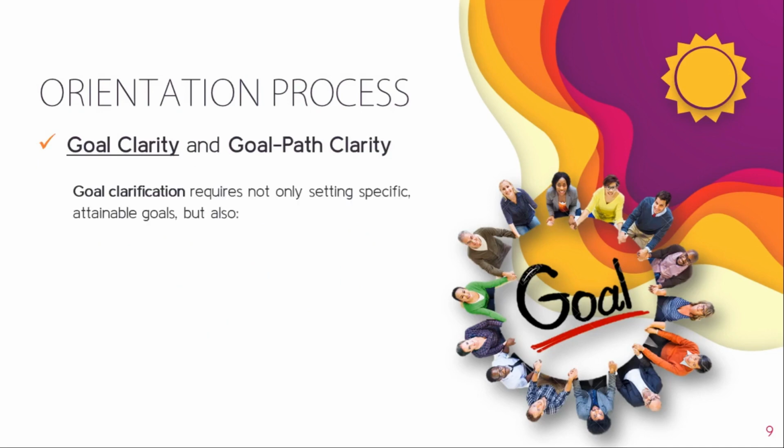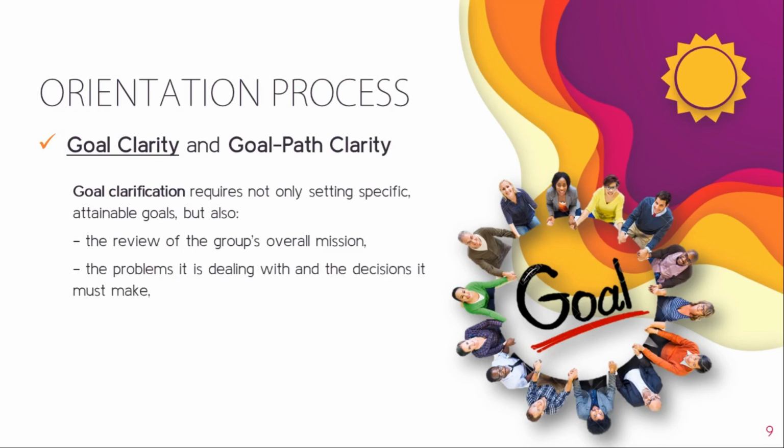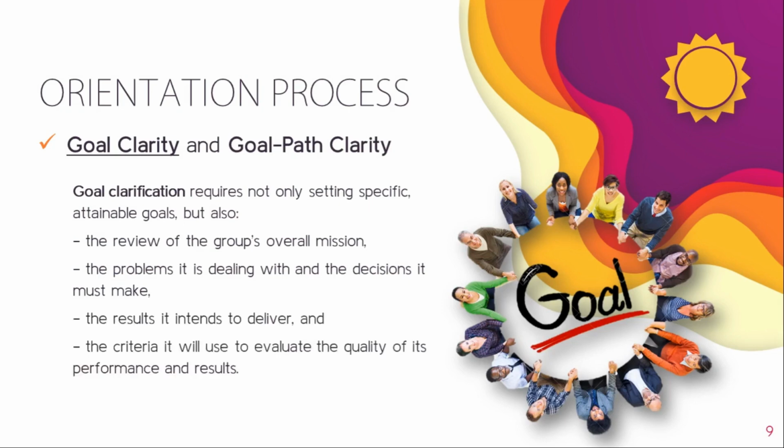Goal clarity, or goal clarification, requires not only setting specific attainable goals but also reviewing the group's overall mission, the problems it is dealing with and the decisions it must make, the results it intends to deliver, and the criteria it will use to evaluate the quality of its performance and results. This is because some groups may know exactly what they want to achieve and how they will go about doing it, but most groups must first clarify both the goals they seek and the path they will take to reach those goals.